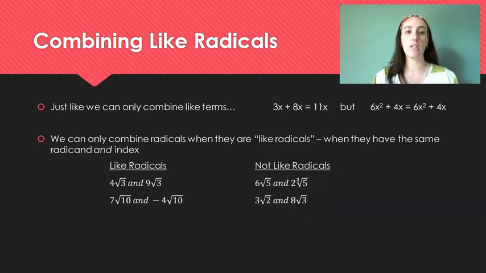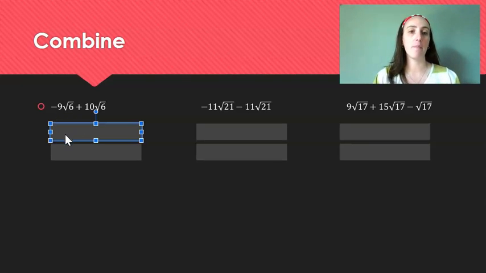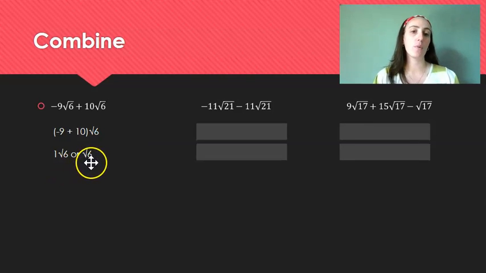With that information, we want to combine these like radicals. To do that, we're simply going to do like we did when we combined like terms. We're going to add the number that we have outside the like radical. We have negative 9 square root 6 plus 10 square root 6. Because they're like radicals, they both have that square root 6. All we're going to do is combine the numbers out front. So we combine the negative 9 and the 10 and keep that square root 6 on the end. Negative 9 plus 10 gives me 1. So the answer is 1 square root 6, or we just write it as square root 6. You don't have to have that 1 out front.